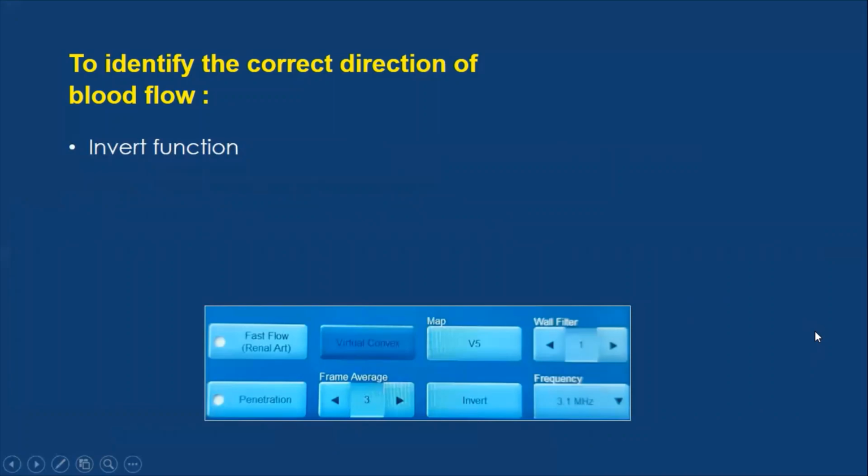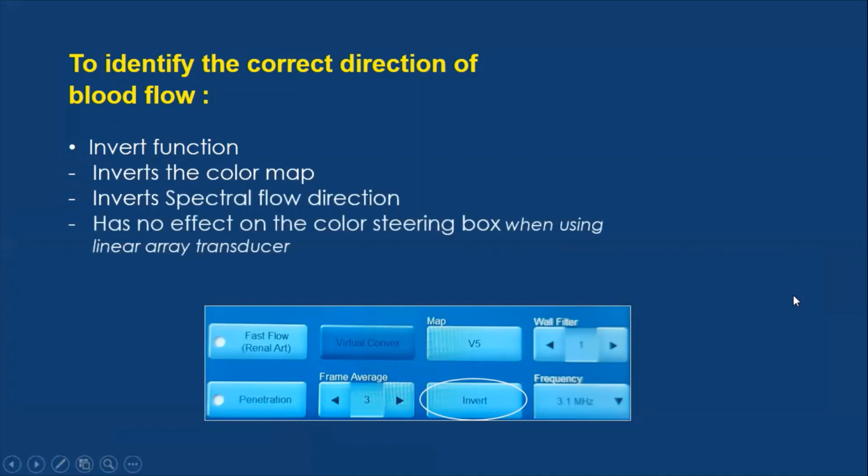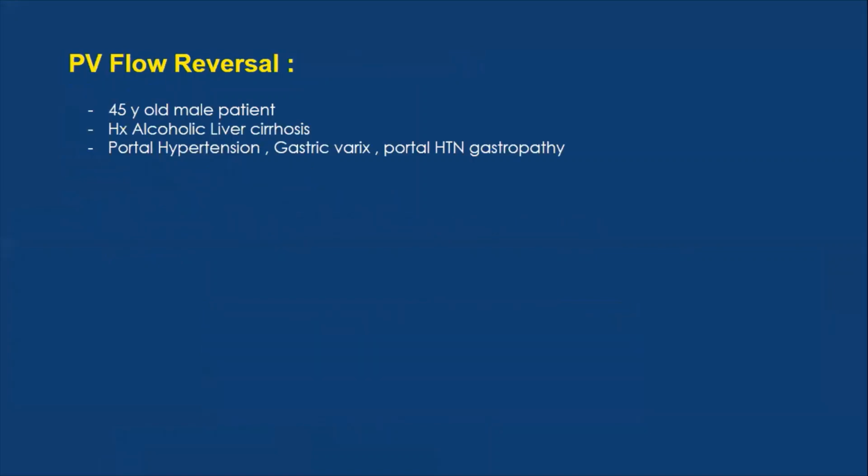And what you should be aware of is the invert function button. If it's inverted, it might make it difficult for you to interpret the flow directions. It will invert the color map, it will invert the spectral flow direction, and it has no effect on the color steering box when using a linear array transducer.